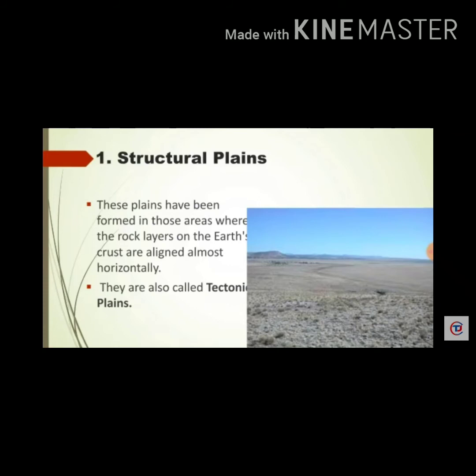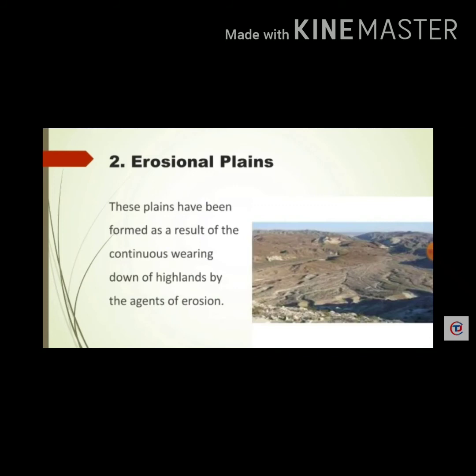First of all, we will discuss the structural plains. They are formed when the rock layers are almost horizontal. We can say the tectonic plates are horizontal near the coast. These plains are broad and wide. For example, the eastern coastal plains of India are a good example of structural plains as they are broad and wide. If the plains are newly formed, they are not very broad or wide. They are in a very small space, but they are structural plains.